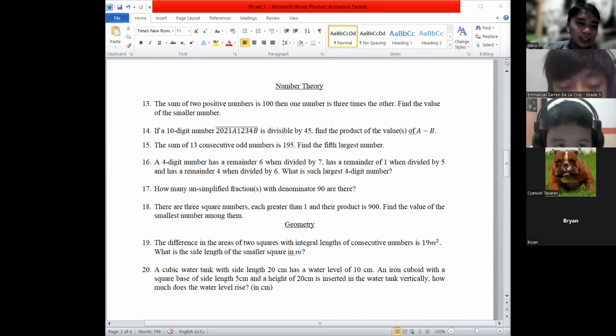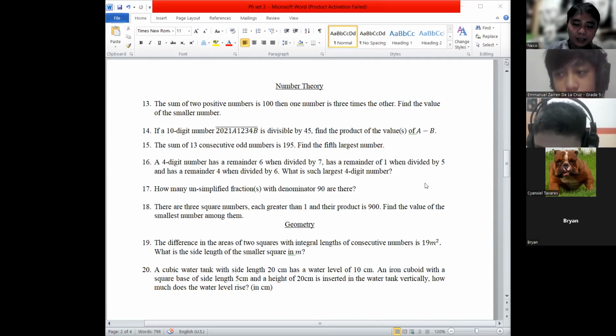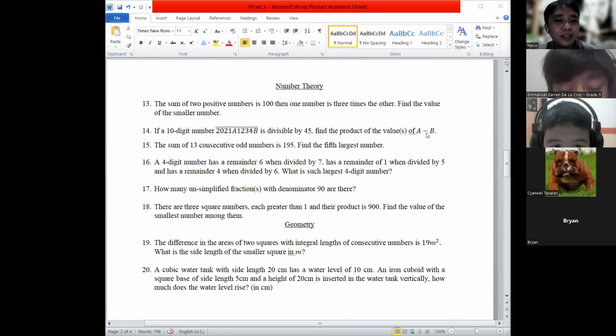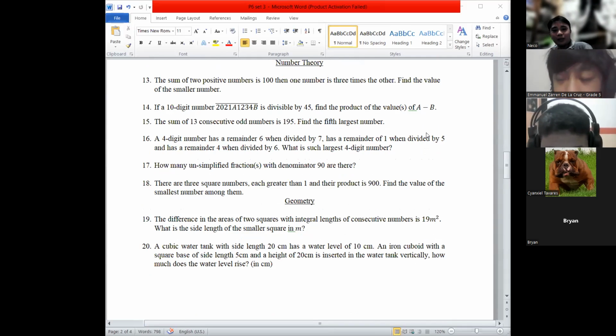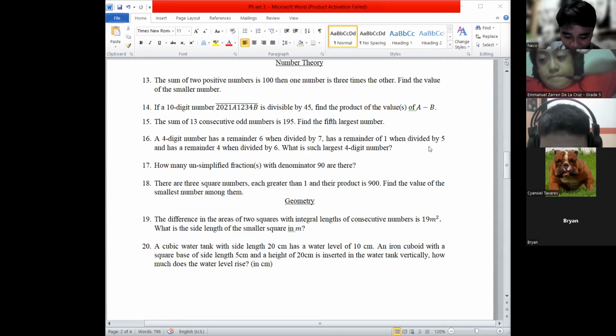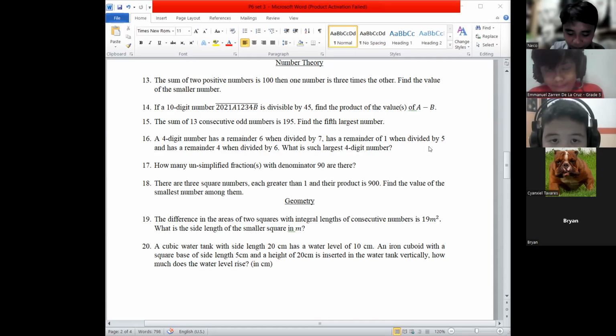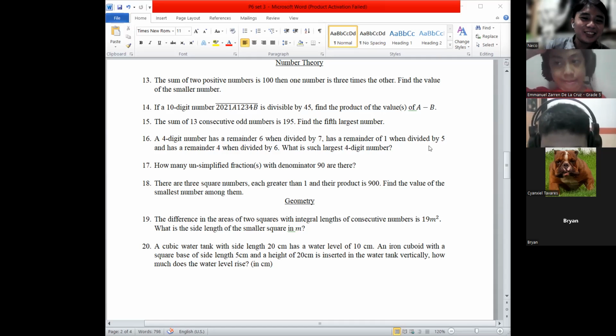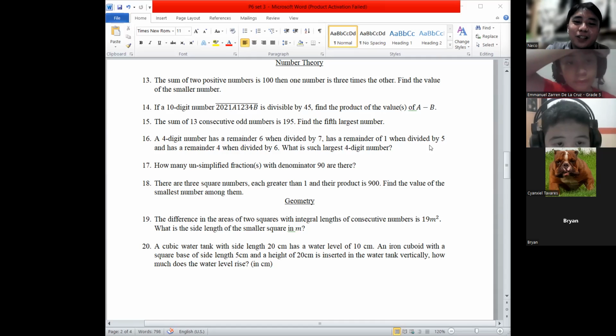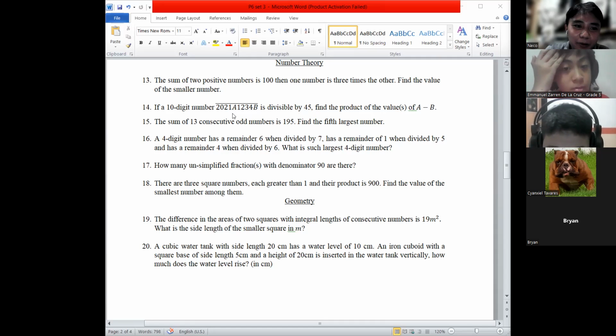Number 13. Find the value of the smaller number. 25, yeah. So 100 divided by 4, right? 8 times the other. Next, divisible by 45. How do we do this one? Do you guys still remember how to do divisibility? Find the product of the values of A minus B. By the way, we have two missing numbers, A and B. It should be divisible by 5 and 9. 5 and 9.